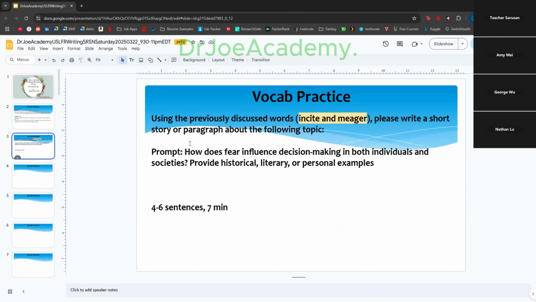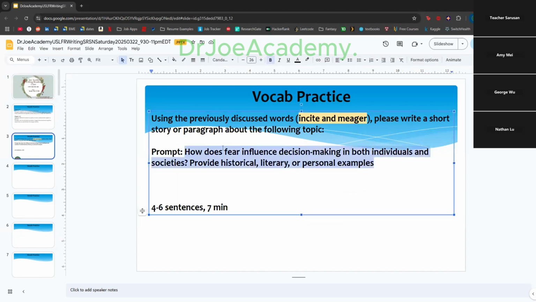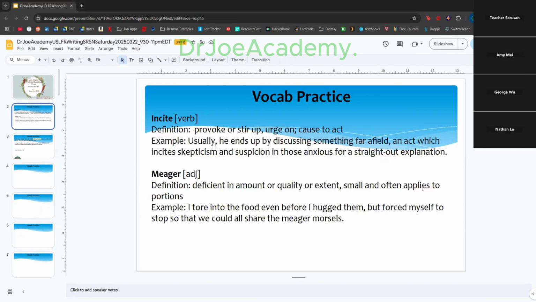So here we are using incite and meager for our short story or paragraph. This time it's not really a creative writing exercise. This is more of an opinion piece. So the question is, how does fear influence decision making in both individuals and societies? Provide historical, literary, or personal examples. So this prompt right here, you don't have to be creative with it, but try to still be very detailed. Try to provide a very thoughtful answer. And of course, using both vocab words. I'll put them on the screen here. If anyone has any questions, please let me know.